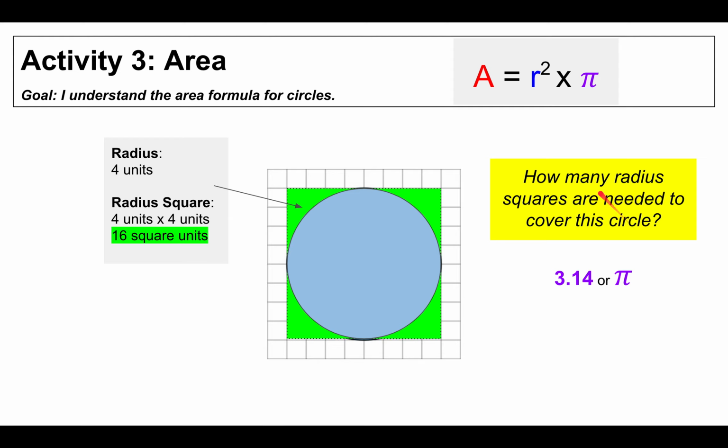So the way that they came up with this area formula is they created a radius square, and they said, well, how many radius squares are needed to cover any circle? And they realized it was pi. You always needed a little more than 3, but not 4. So that is where they came up with this formula.